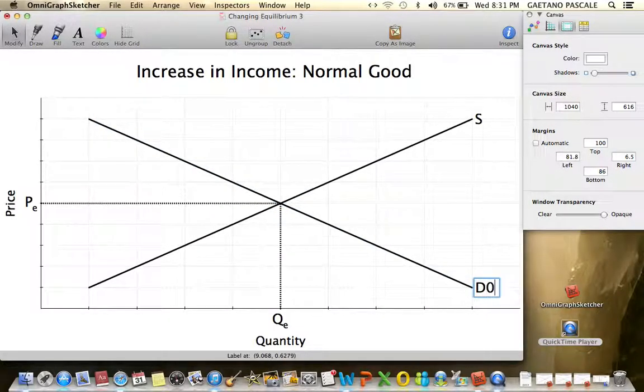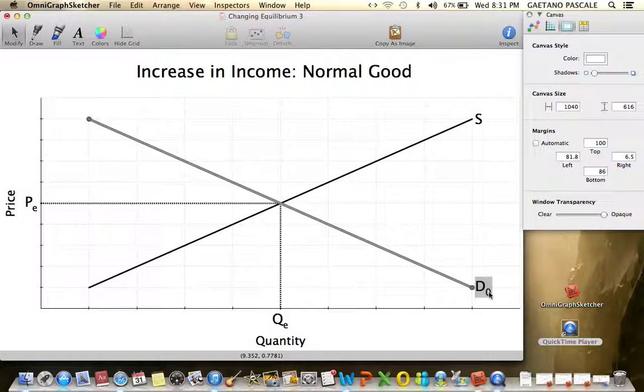So let me label this D0 to denote that this is our original demand curve. When you do a question like this, make sure that if your demand or supply curve is changing, you label it so I can tell which one's the original demand curve and which one's the new demand curve.